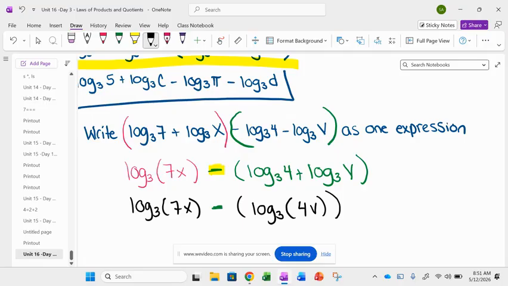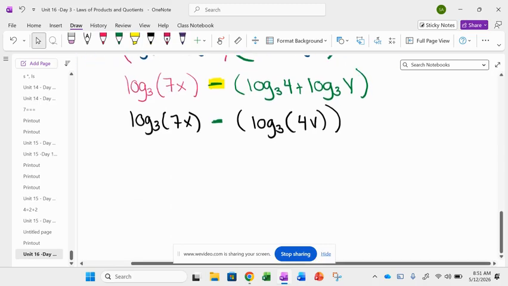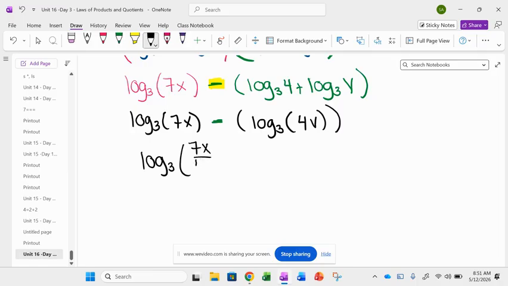Am I finished? No, because what I see right now is a log base 3 of some argument minus the same log and base of another argument. And we learned that log subtraction can be condensed to division. So now this is going to be log base 3 of 7x divided by 4v.